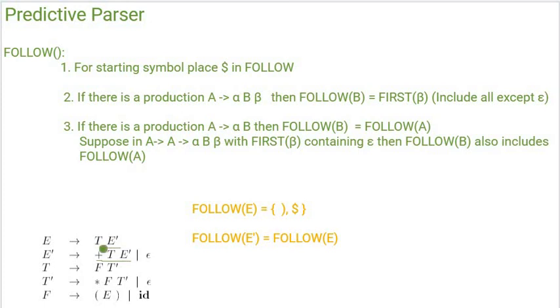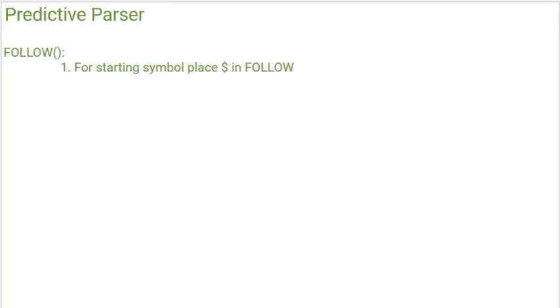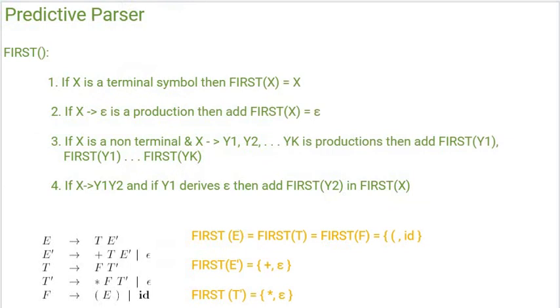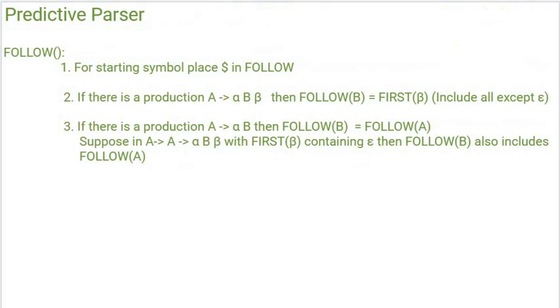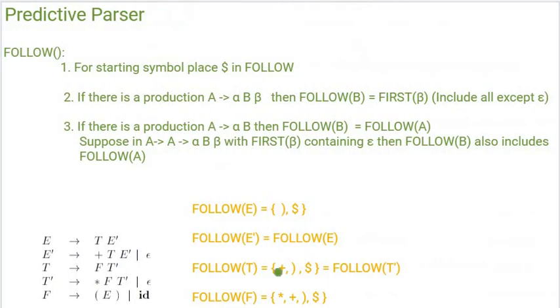So where you have, here you have, right? Here you have. So what will be the follow of T? Follow of T will be first of E dash. Okay, first of E dash. So already in our previous example we discussed what will be the first of E dash. What will be the first of E dash? Plus and epsilon. Okay. So we have to add that plus epsilon.